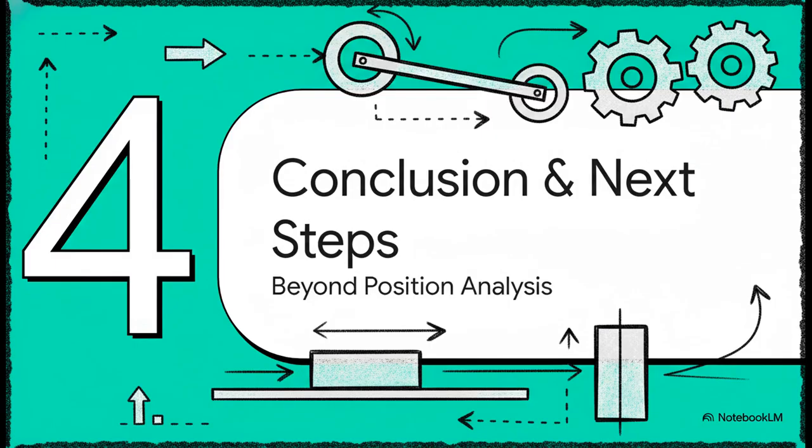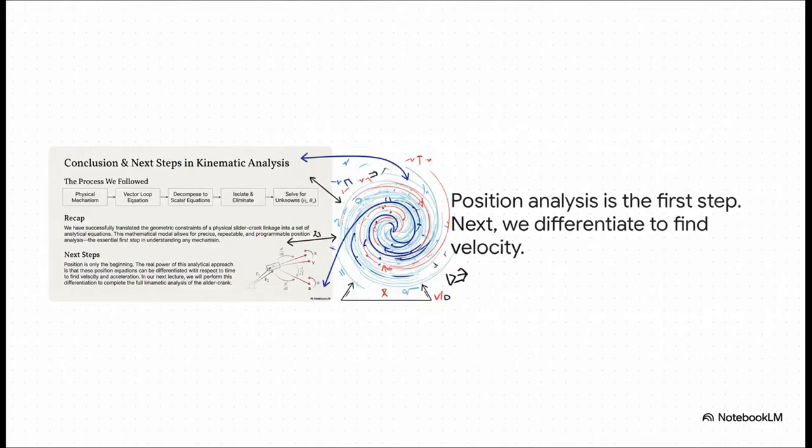So let's wrap all this up and see where this analysis is going to take us next. We've successfully taken a physical mechanism and turned it into a set of equations that a computer can solve in an instant. That is the foundation of modern mechanism design. But knowing where things are is only half the story. The really interesting questions are, how fast is that piston moving, and what are the acceleration forces acting on it? To answer that, we're going to need to take the derivative of our position equations with respect to time. And that's exactly what we'll do next time as we move from position analysis to velocity and acceleration.